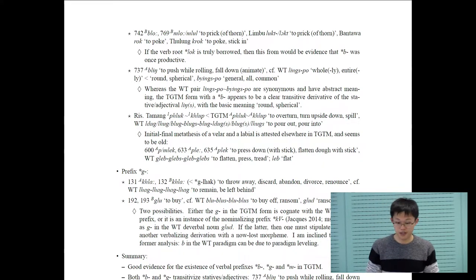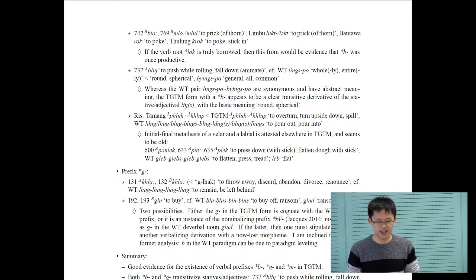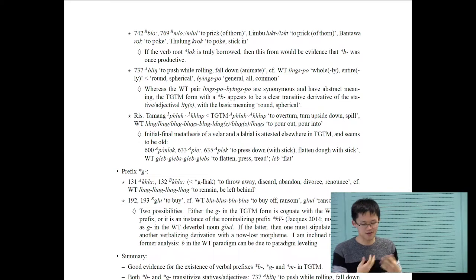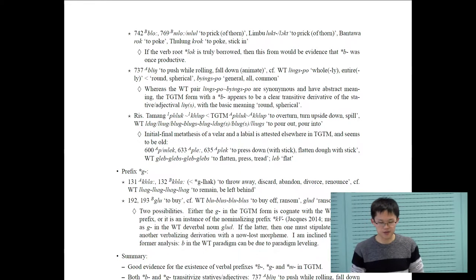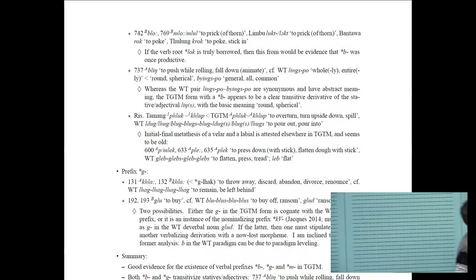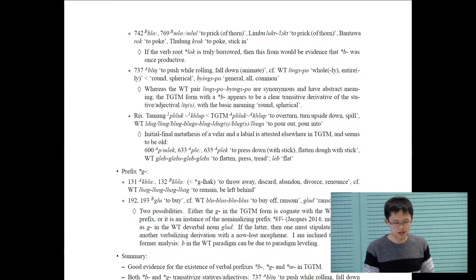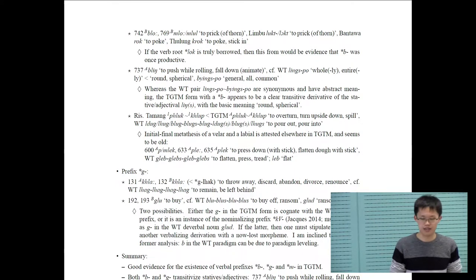Lastly, in Risiangku Tamang, so this is one of the languages, we have a pair of forms, pluk and klup. So these are reconstructed to exactly the same forms in proto-TGTM, pluk and klup. It means to overturn or spill, to turn upside down. Now in written Tibetan, you have the form to pour into, whose past stem shows glugs. And in fact, this L, interestingly, is aspirating the B prefix that we see in Tamangic.